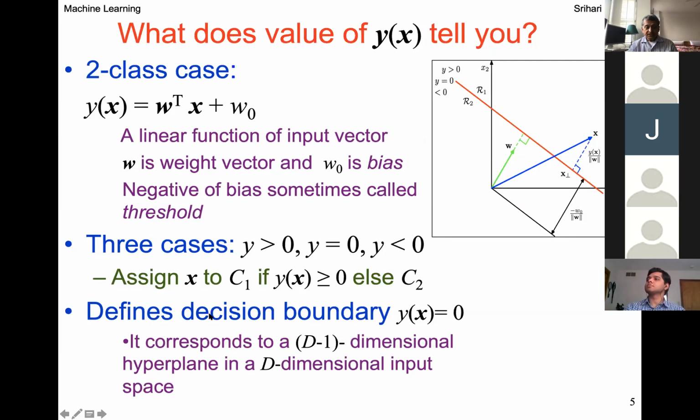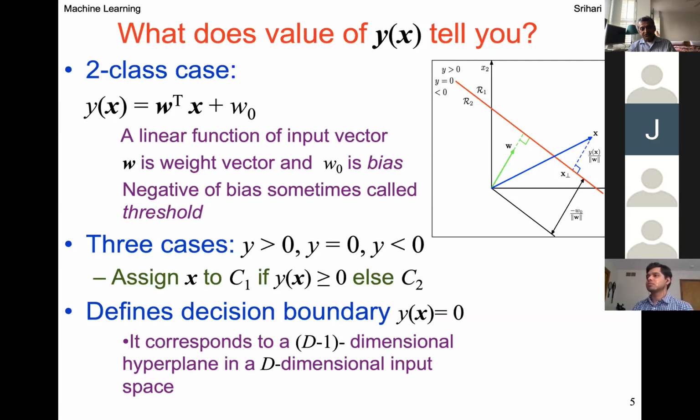So we say that y equal to w transpose x plus w naught defines the decision boundary y of x equal to zero. It corresponds to a d minus one dimensional hyperplane in a d dimensional input space. We should also point out that we are in a two dimensional plane here. X1 and x2 are the two dimensions, and then we are drawing this line here. So a line is a one-dimensional object, whereas the feature space is two-dimensional. So in general, the decision boundary is one dimension less than the dimensionality of the feature space. So now you know all about the analytical geometry about lines and planes, and that's what linear discriminant functions are about.